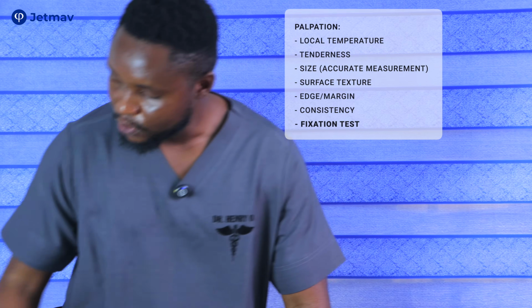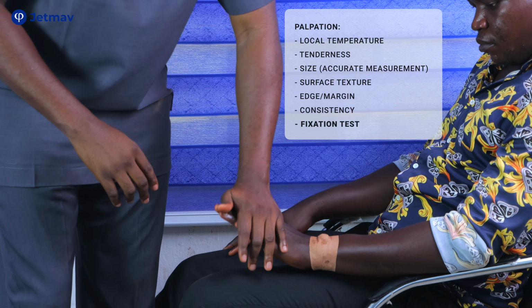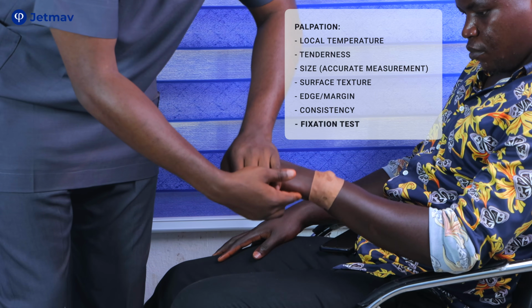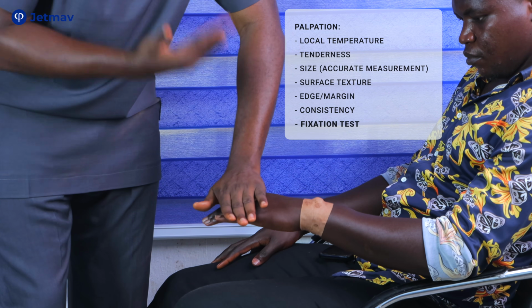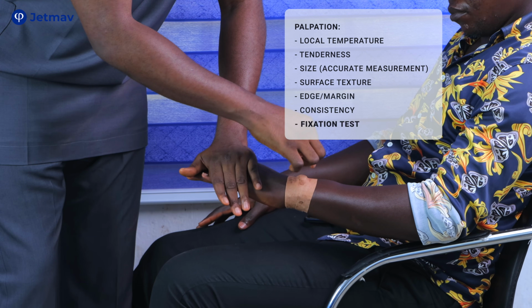Okay, so we're going to apply resistance here. Try to raise up your hand against resistance. So he will try to raise up both his hands. Okay, raise your hand up. Try to raise up your hand against mine, on resistance. So with this, the muscle here has been put under tension.